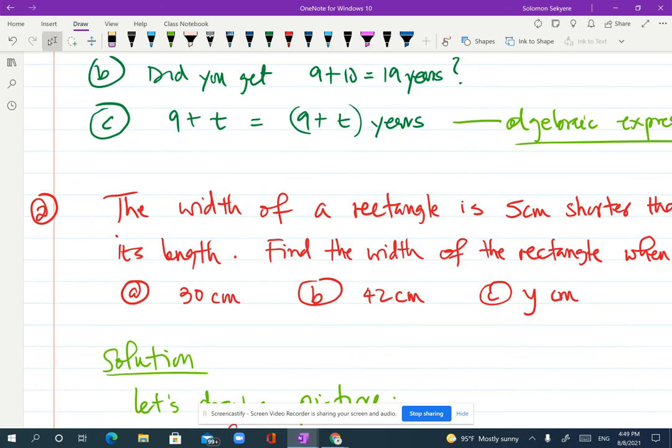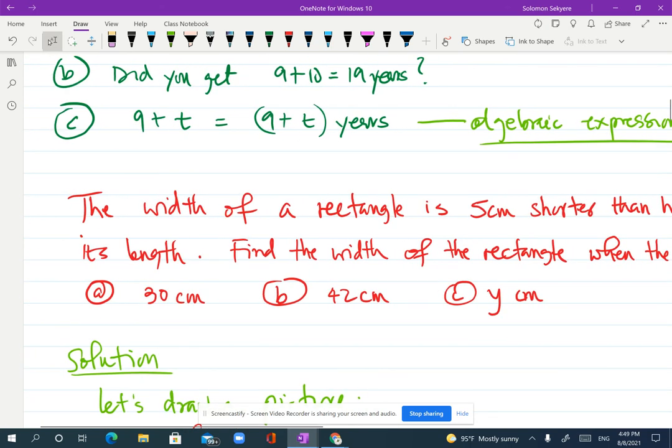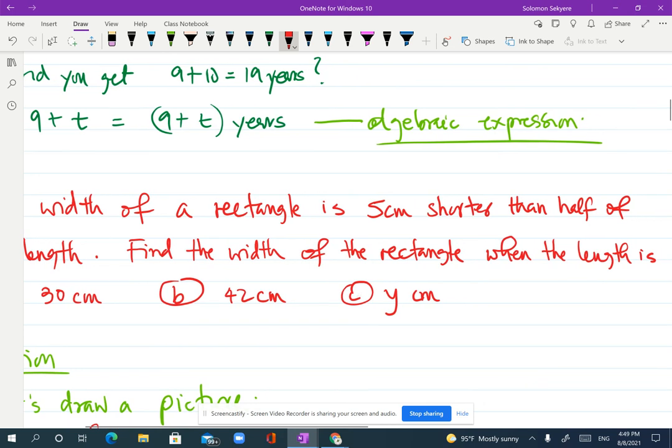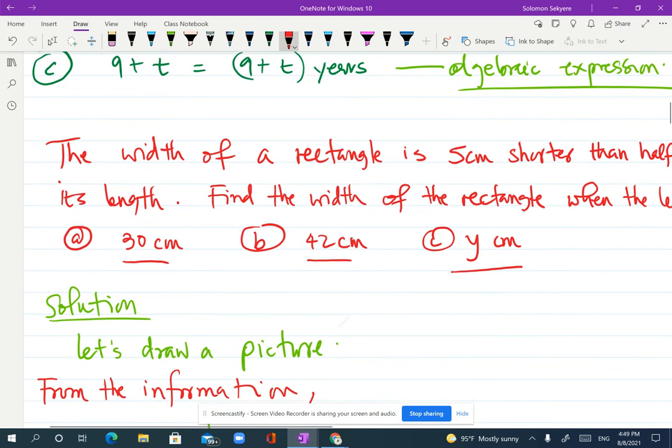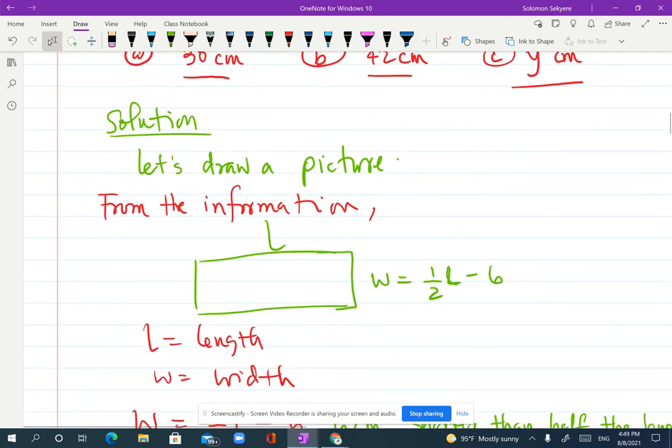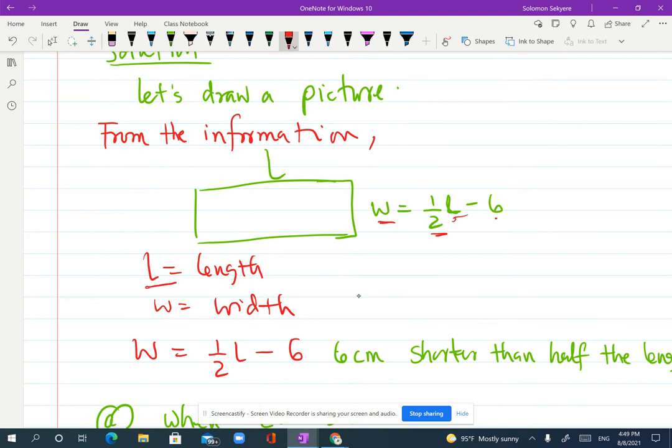Here's another one. The width of a rectangle is 5 centimeters shorter than half its length. Find the width of the rectangle when the length is A, 30 centimeters, B, 42, and C, Y centimeters. Let's do this one. First, we're going to draw a picture of it. This is a rectangle, length, width. And we are told the width is what? 6 centimeters less than half. That means 1/2 L minus 6, where L is the length and W is the width.